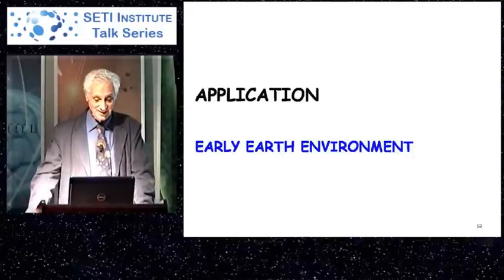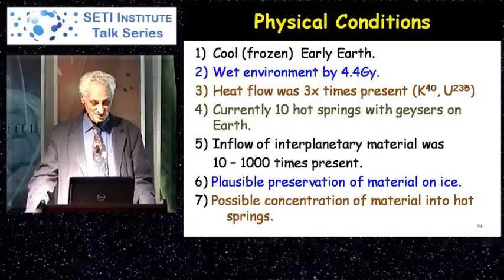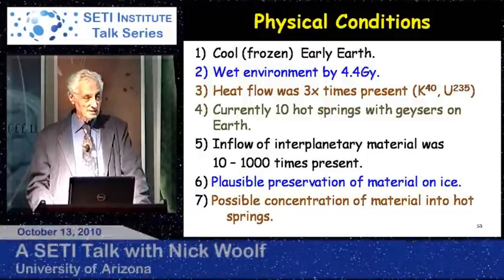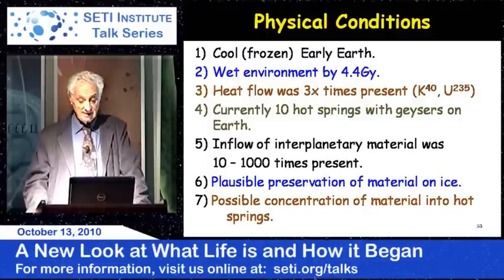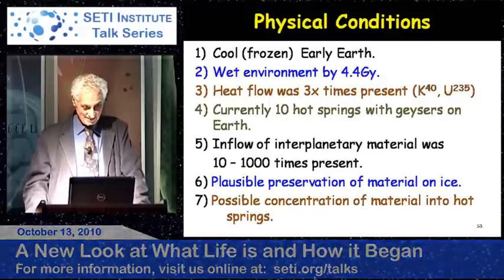Application to an early Earth environment. Well, the early Earth was cold and frozen. I know it got hot at one point, but apparently it cooled off incredibly rapidly. The ground was wet, but the top is likely to have been frozen. The heat flow, the radioactivity, was about three times what it is at present. And currently there are 10 hot spring areas on the surface of the Earth with geysers, and I'm going to assume that it must have been rather similar then.